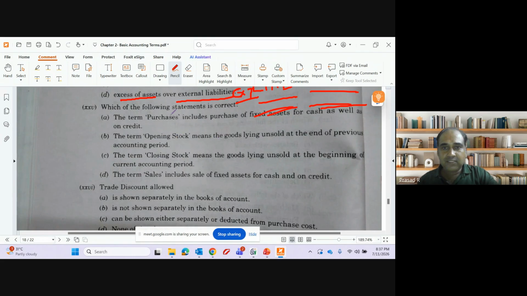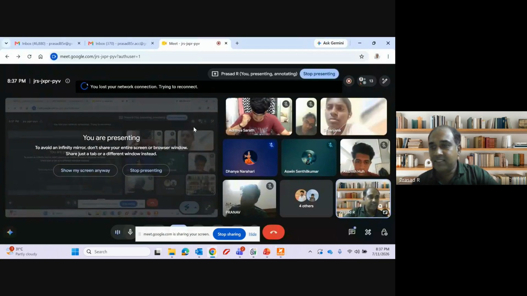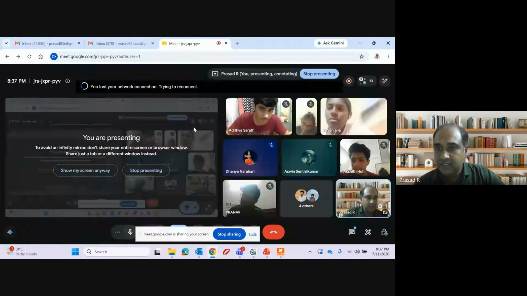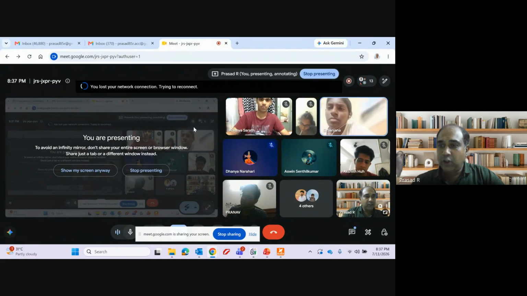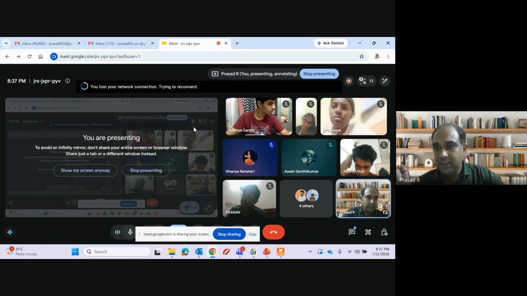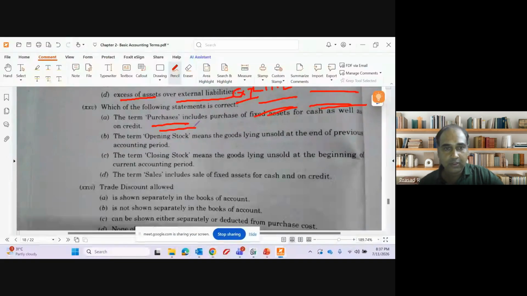Okay. Which of the following statements is correct? The term purchases includes purchase of fixed asset. Purchases can never include purchase of fixed assets. When we talk about purchases, it is only goods. Purchase of fixed asset is a capital expenditure, not a revenue expenditure. So this statement is incorrect.